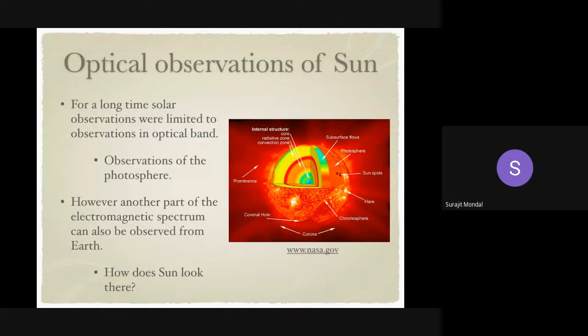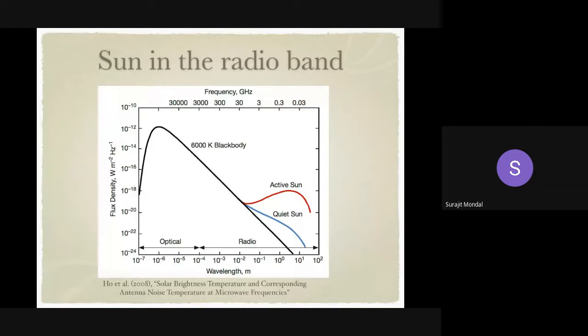However, there is another part of the electromagnetic spectrum which can be used to routinely observe the sun from the earth. That is the radio wavelengths. So what does the sun look like in the radio bands? Before going to that, I would like to point out some key differences between the radio observations of the sun and the optical observations of the sun. So this is the solar flux density as observed from the sun in the optical and the radio bands.